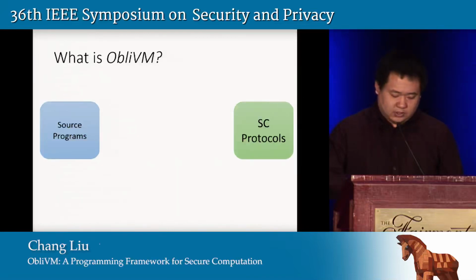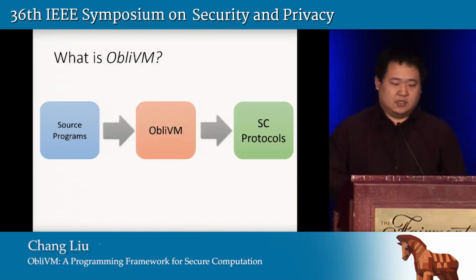So what is our focus? Our focus is how we can make secure computation really practical. For example, when developers want to develop secure computation applications, they don't want to write in a circuit format. They want to write in C, Java or Python. So there is a gap between the source program and the actual secure computation protocol. This is what our ObliVM framework does: ObliVM is a tool to translate source programs into actual secure computation protocols.